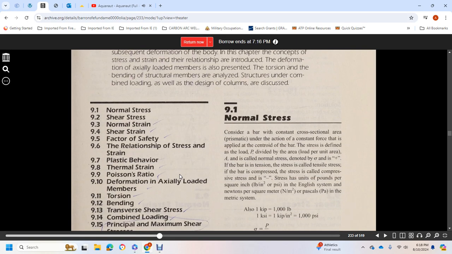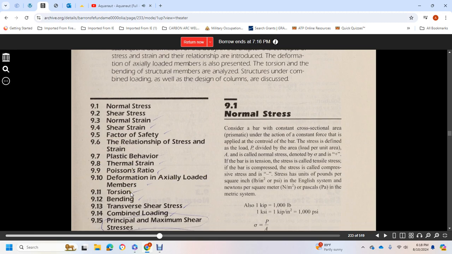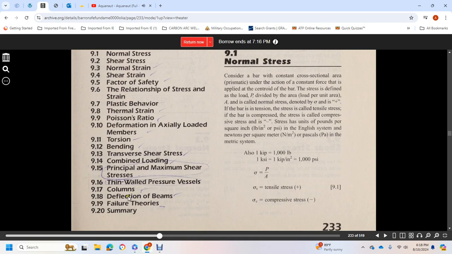Topics: normal stress, shear stress, normal strain, shear strain, factor of safety, stress-strain relationship, plastic behavior, thermal strain, Poisson's ratio, deformation of axially loaded members, torsion, bending, transverse shear stress, combined loading, principal and maximum shear stress, thin-wall pressure vessels, columns, deflection of beams, failure theory, summary.